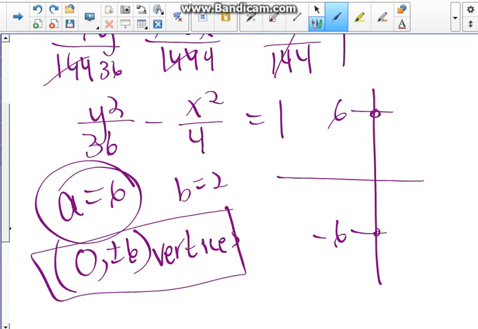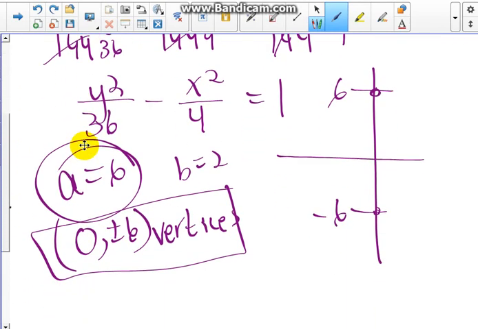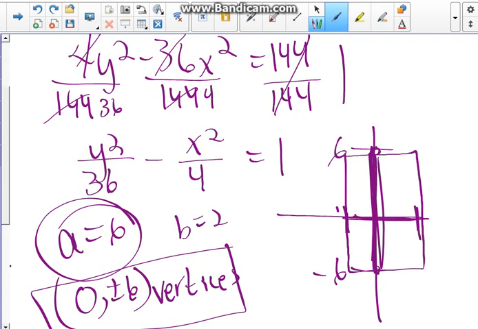Okay, so there's the first thing. Next they ask us, what are the vertices? Graph the hyperbola. So now we are going to graph. We know that that's our transverse axis, and the other one is going to be between 2 and negative 2. So there they go. And then you would draw your box out like this.